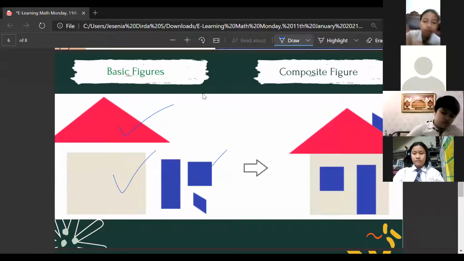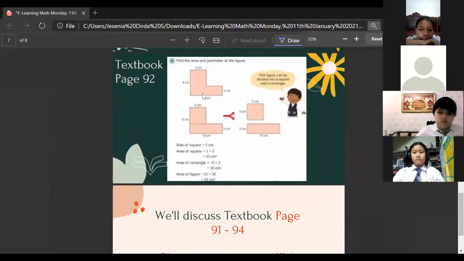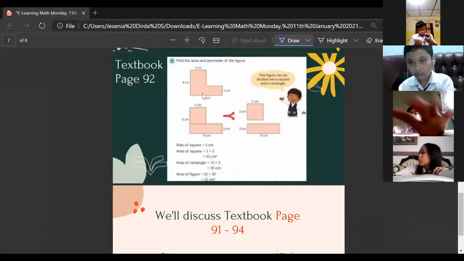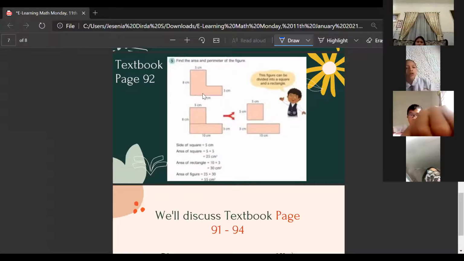No, Miss. Yes, Miss. Okay, thank you. So now we will continue to help you understand more about this composite figure. You can open your textbook, page 92. Okay, and you prepare your notebook and your pen or pencil. Already? Already, Miss.